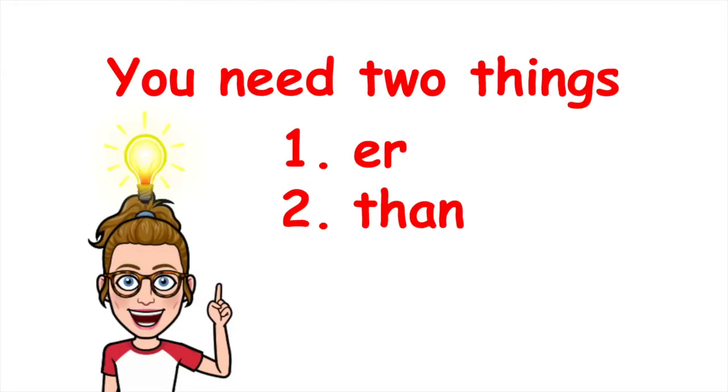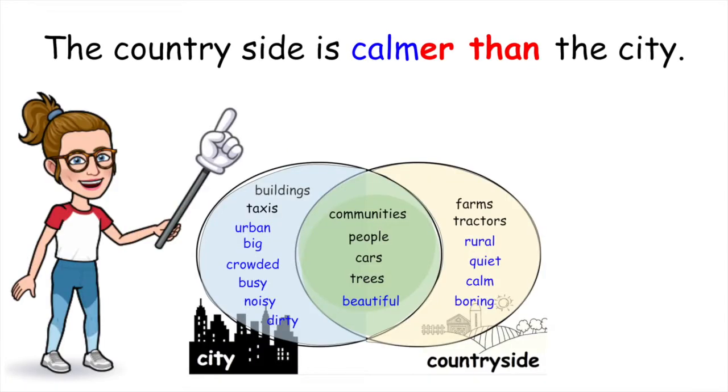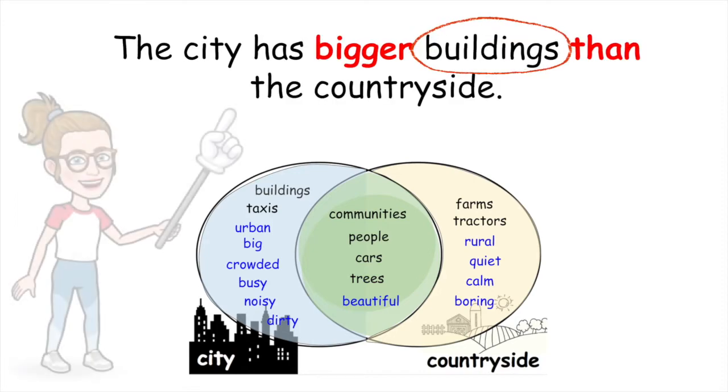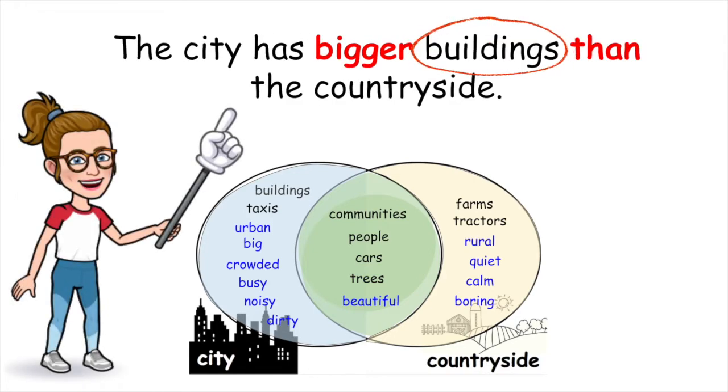Do you remember this? When we are making a comparison with an adjective, we need two things, er and than. The countryside is calmer than the city. So with adjectives, we can also put them next to another noun, like in this sentence. The city has bigger buildings than the countryside.